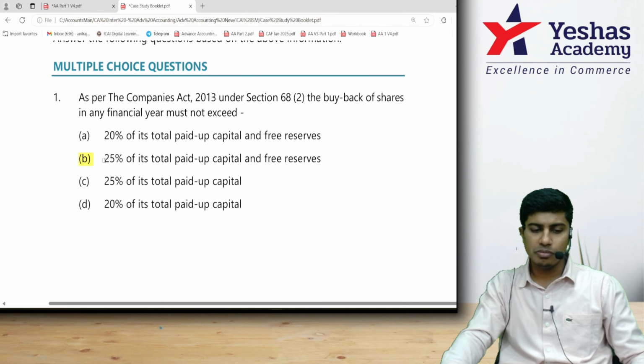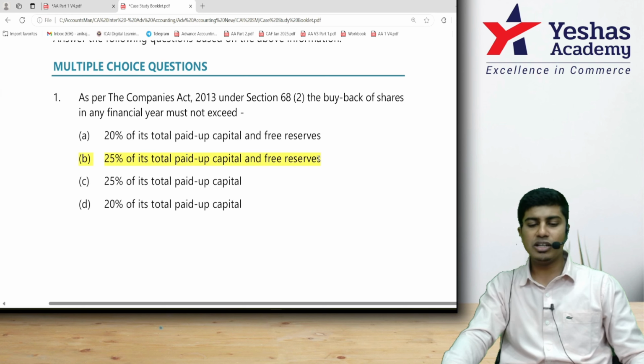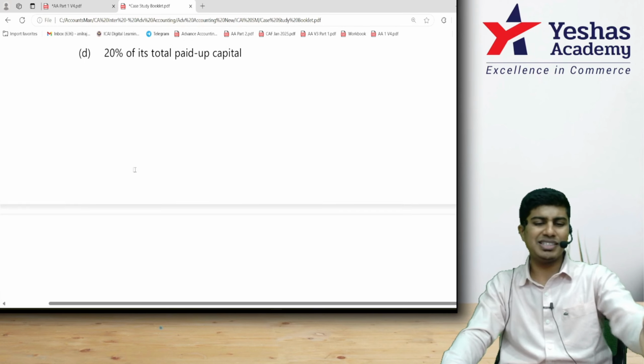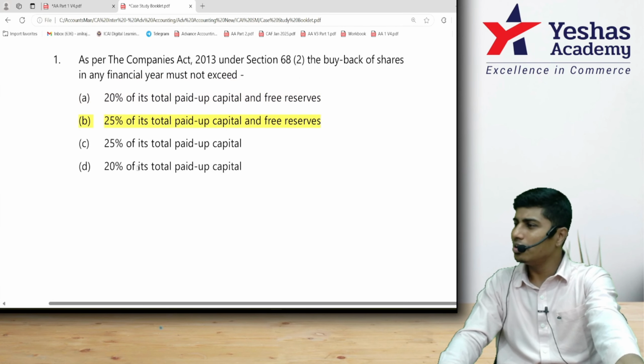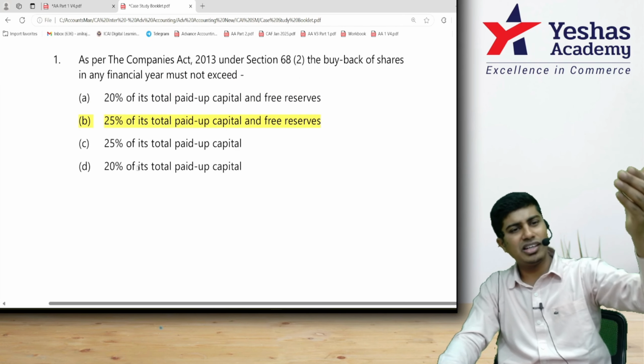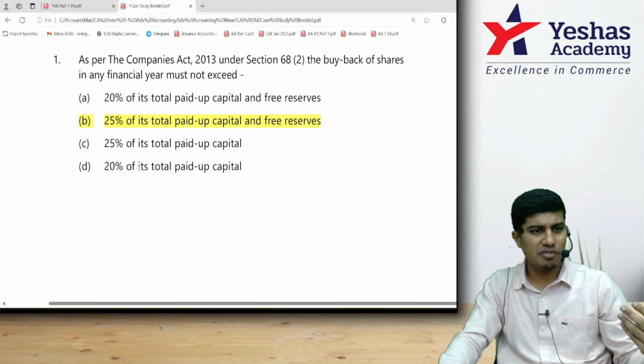Okay, not all, only this. 25% of paid up capital plus free reserves. Am I right? Very good. Then come to second question. That's a straight question. That doesn't have to be a case scenario. The entire theory that we read in the past is not at all required for this, in fact.